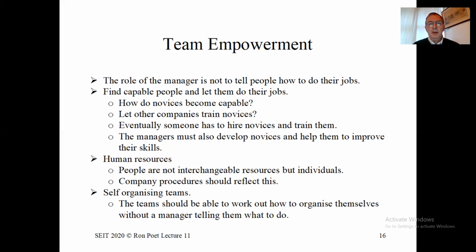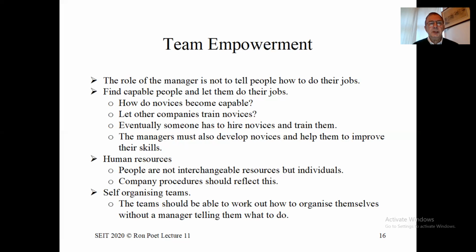We could let other companies train novices, and we only employ people once they pass the novice stage. So that has its attractions, although that's an unsustainable approach that not everyone can take. So eventually someone has to hire novices and train them. And so the manager is then a mentor. They have to develop novices and help them to improve their skills. But that's an interesting aspect that I'm sure you'll discover when you get out into the IT jobs market.